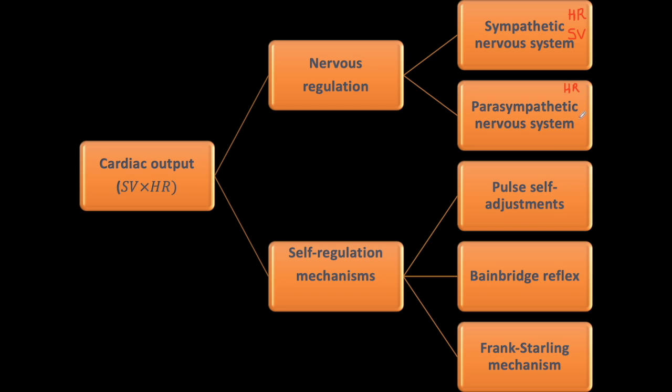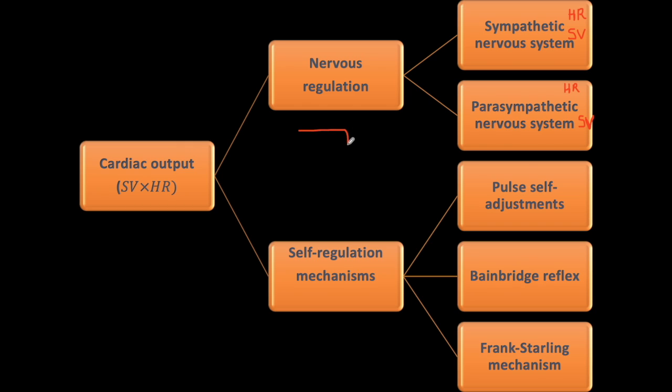It can also decrease our contractility and therefore the stroke volume, the amount of blood which is pumped out from each ventricle in each cardiac cycle, and thereby decrease our cardiac output to, for example, even half, right? But what about the pulse self-adjustment? Let's talk about this pulse self-adjustment and Bainbridge together.